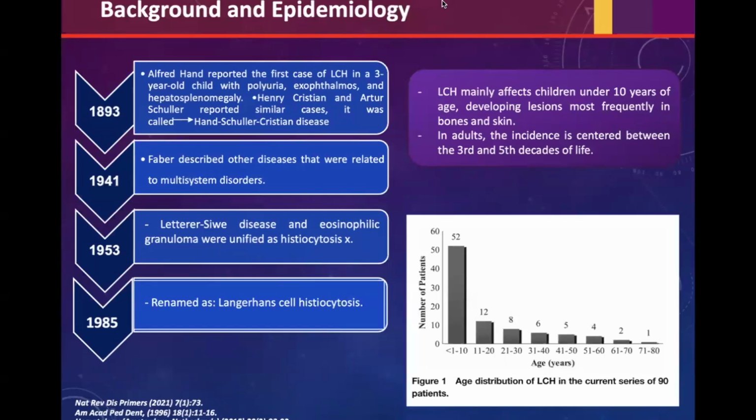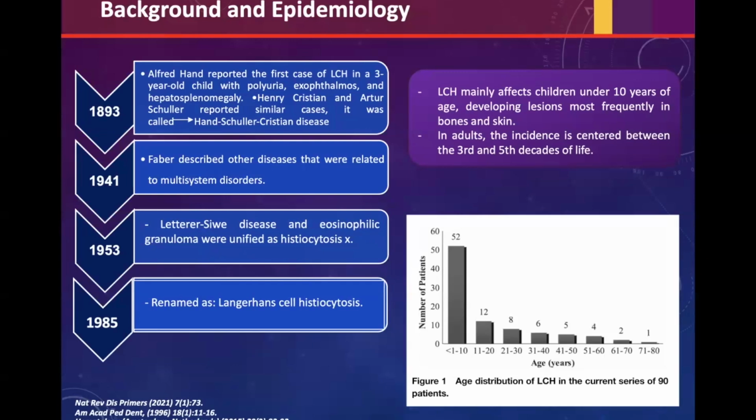The first case of Langerhans cell histiocytosis was described by Alfred Hunt in 1893 in a 3-year-old child with polyuria, exophthalmos, and hepatosplenomegaly. Then Henry Christian and Arthur Schuller reported similar cases. The disease was then called Hand-Schuller-Christian disease in honor of the doctors.